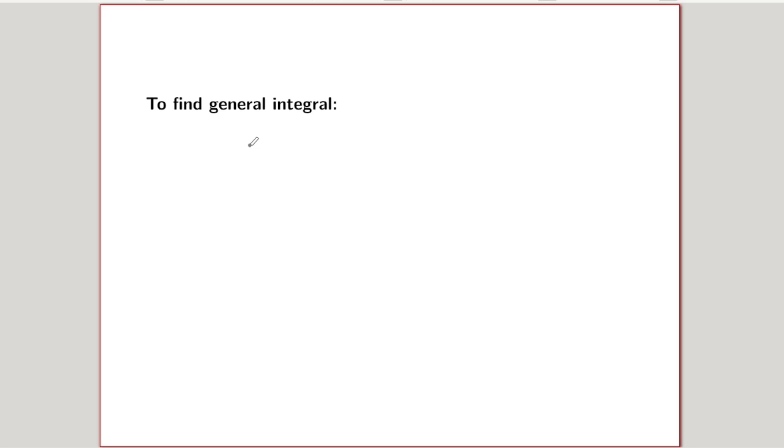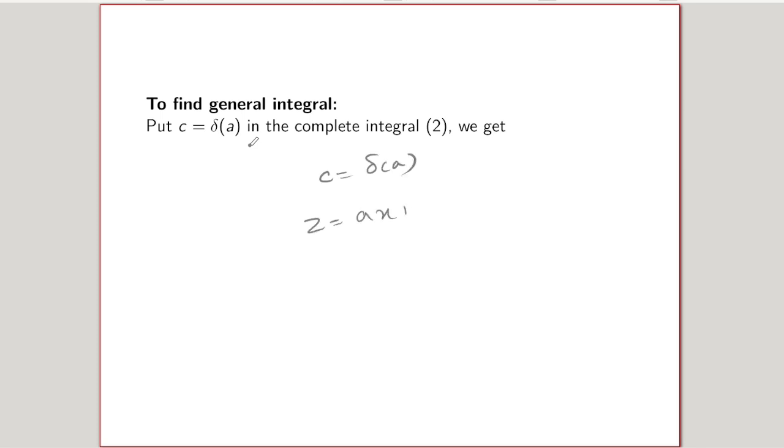And next one, general integral. From the complete integral, I'm going to substitute the second arbitrary constant c as delta of a. So I'll be getting z equal to ax plus beta of a y plus delta of a. This will be my next equation. And differentiating this equation with respect to a, I'll be getting x plus beta dash of a into y plus delta dash of a is equal to 0. Now eliminating a from these two equations, I'll be getting the general solution.